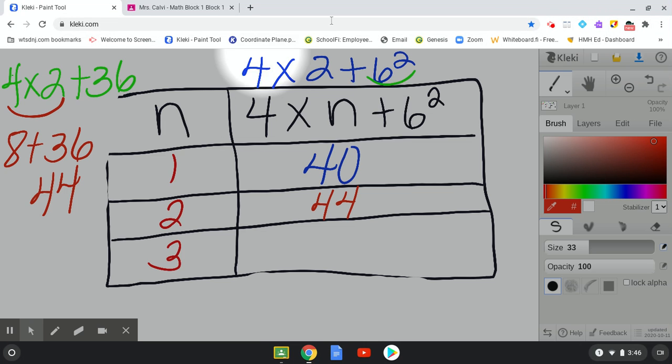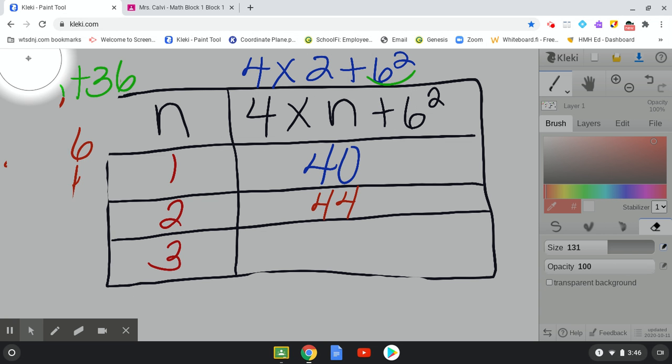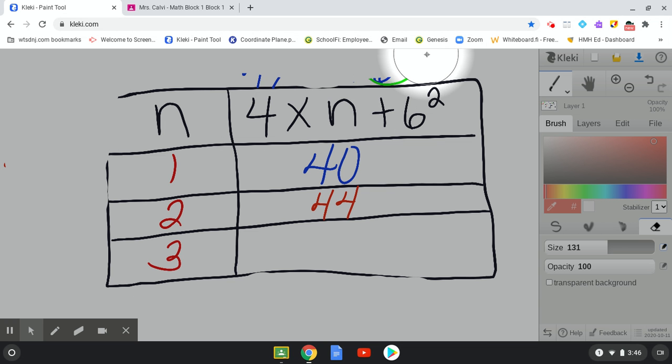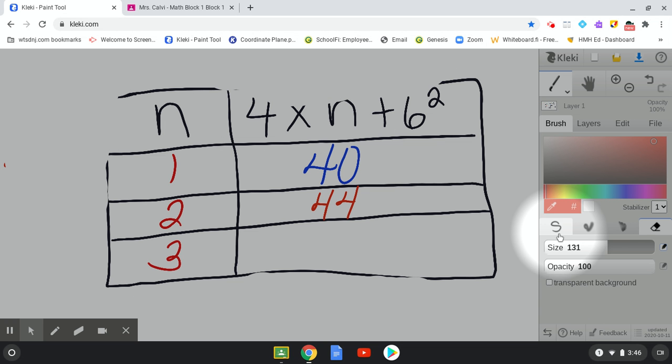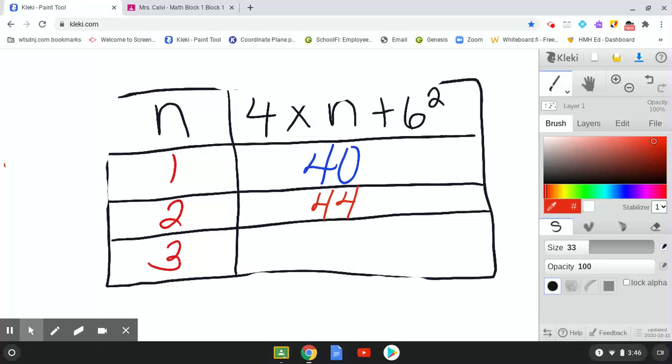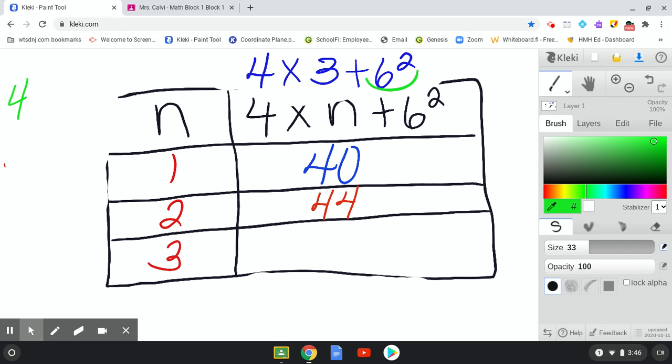Now I'm going to be solving again, and in place of n, I'm going to be putting 3 in for its value and solving. So let's just erase. And let's put 3 in now. All right, so keeping the 4, keeping the multiplication sign, plugging in 3 now for n, keeping the addition sign and the 6 squared. According to the order of operations, I have to do 6 squared first. So I'm going to copy the 4, the multiplication sign, the 3, the addition sign.